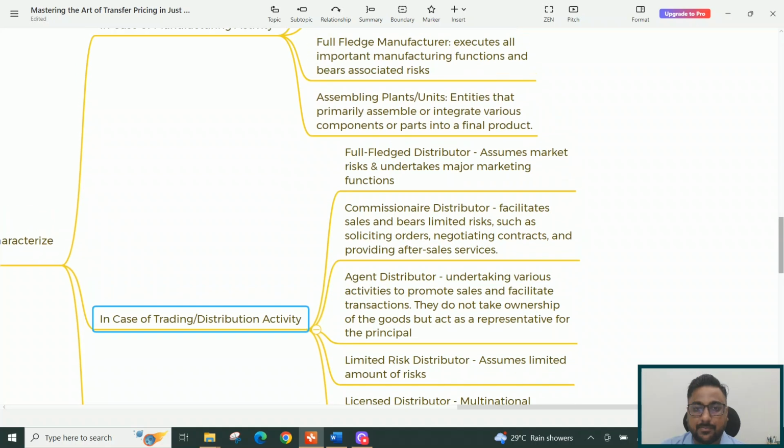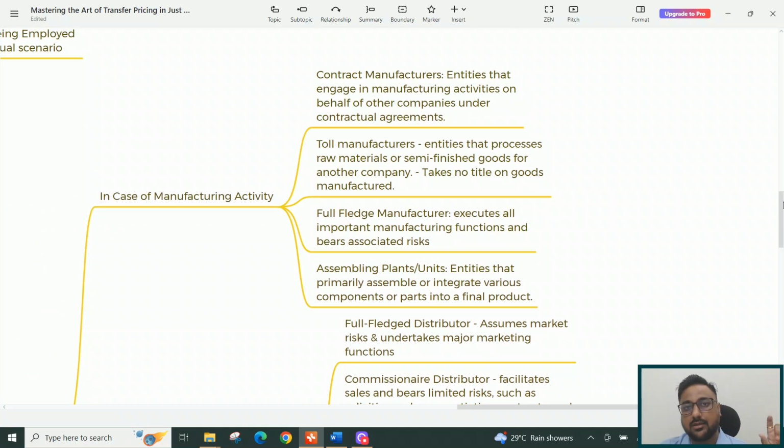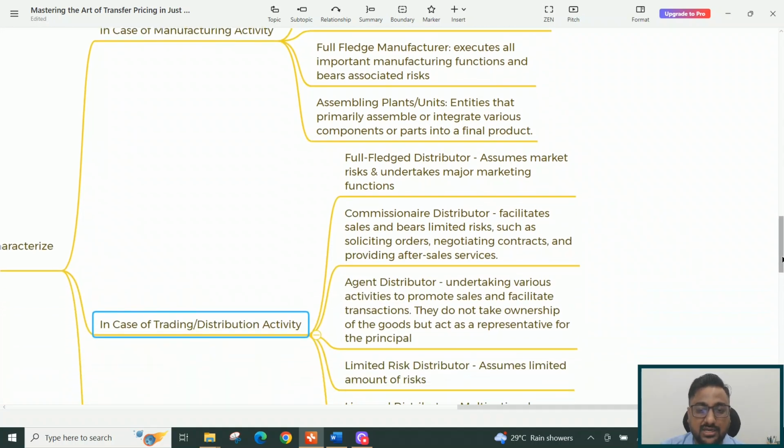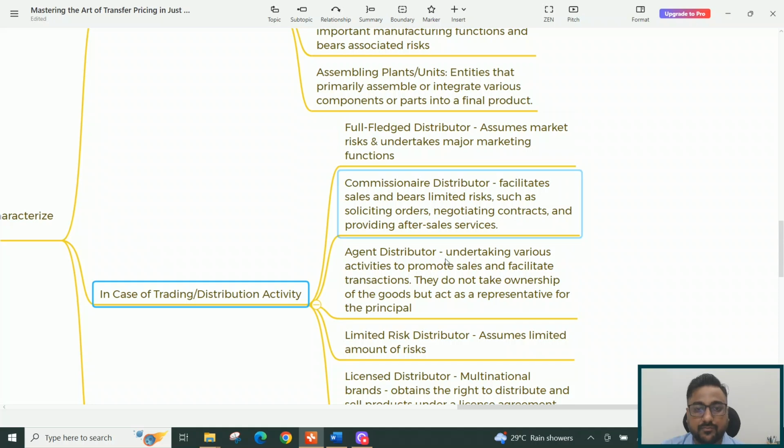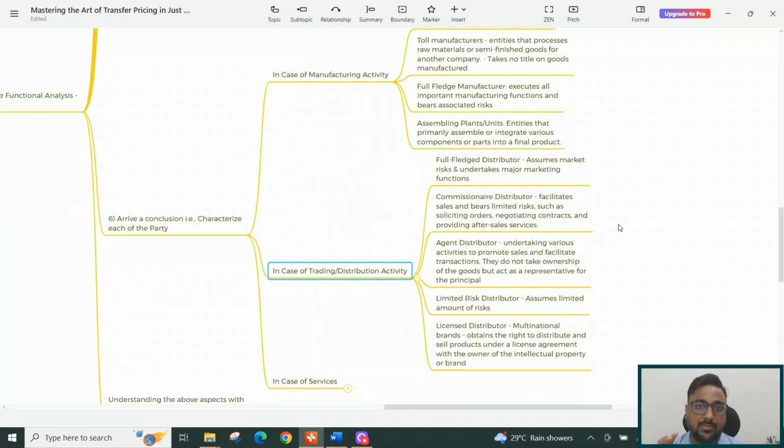So if there's a manufacturer entity, let us assume a case when A is the manufacturer, right? The A would be the AE, basically the associate enterprise. If he is a full-fledged manufacturer, then you have to characterize your AE as a full-fledged manufacturer, while the Indian counterpart is only a distributor. Then your characterization for the Indian counterpart would be a distributor. Now you can understand from this too which entity should be remunerated more.